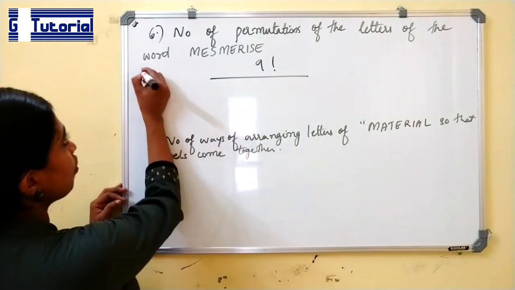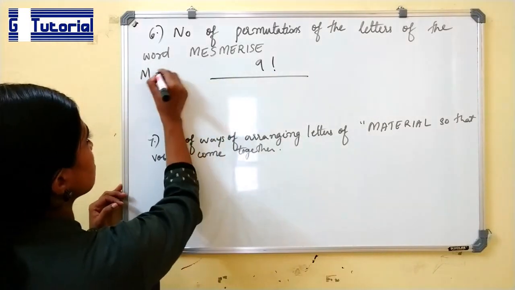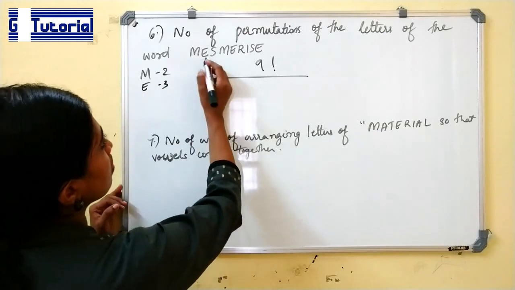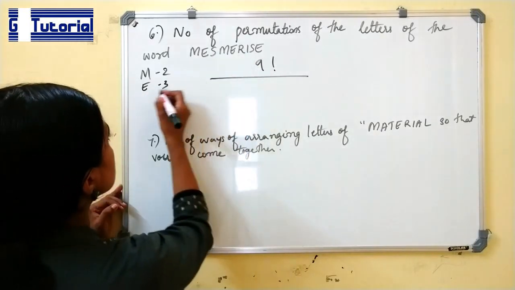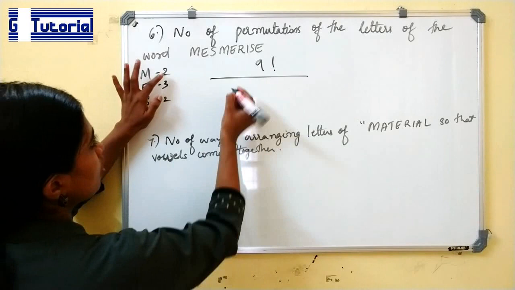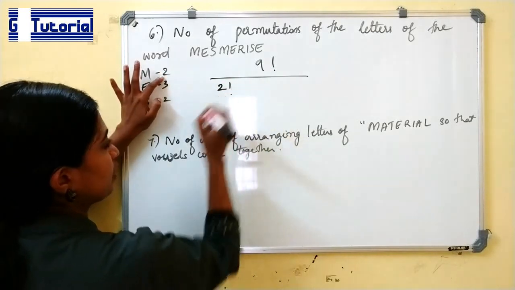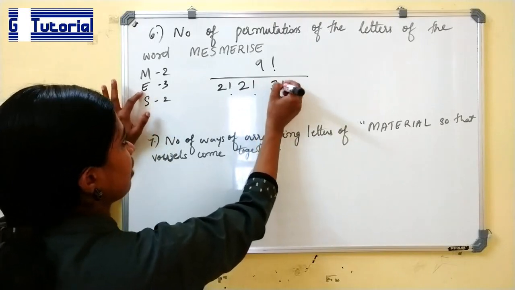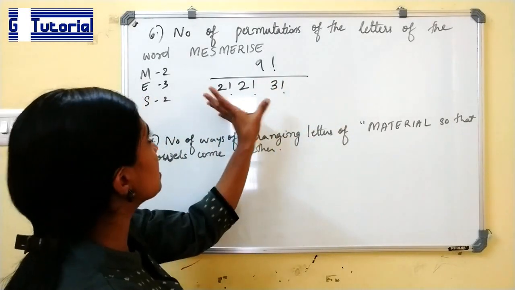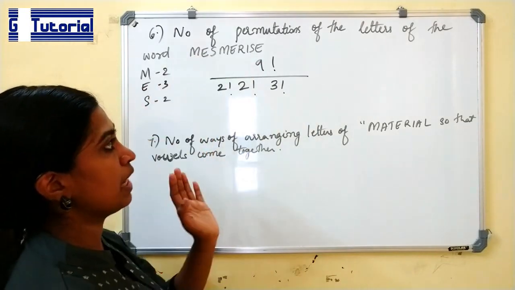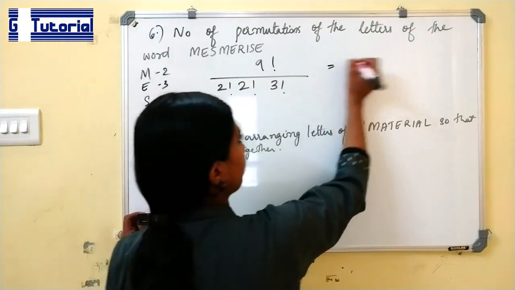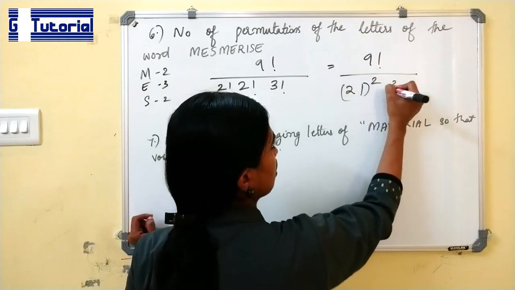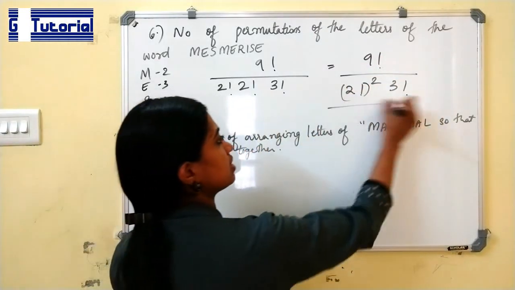Here M occurs how many times? 2 times. E occurs 3 times. Then S occurs 2 times. So for M, we have to divide by 2 factorial. For S, we have to divide by 2 factorial. And for E, 3 factorial. So, this is the number of ways in which the letters of the word mesmerize can be arranged. That is 9 factorial by 2 factorial squared into 3 factorial. This is the answer for this question.